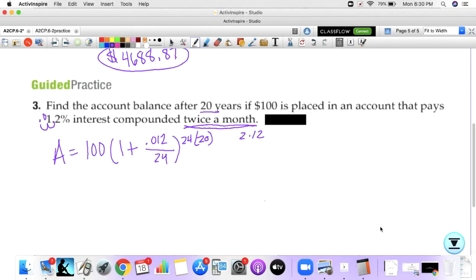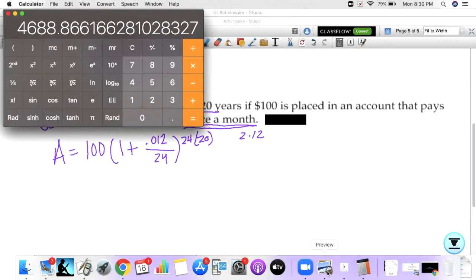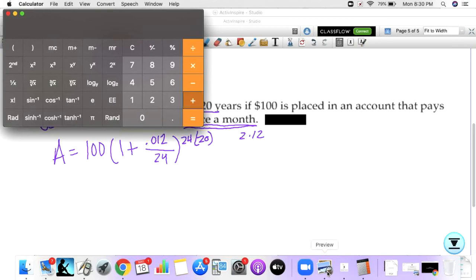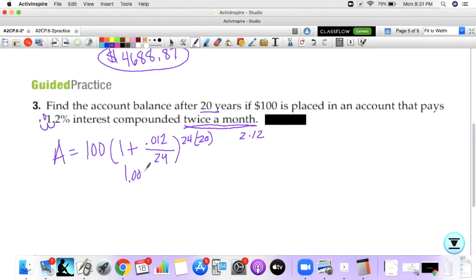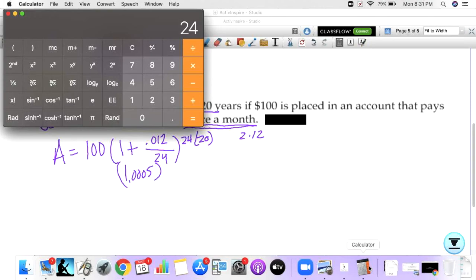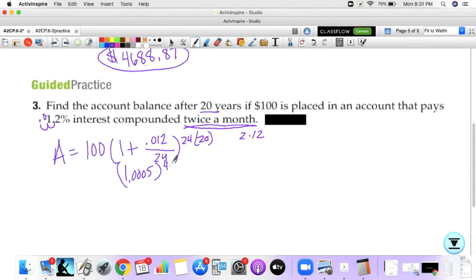So I'm going to go back to that calculator, and we're just going to do the same work. Okay, I'm going to do 0.012 divided by 24 and then enter. And I get 0.0005. I'm going to add 1 to it. So I get 1.0005. I'm going to raise it to the 24 times 20, 480. After I raise it to the 480, I'm going to times it by 100 because that's where I started, okay? And this is over 20 years. That's a lot of time.